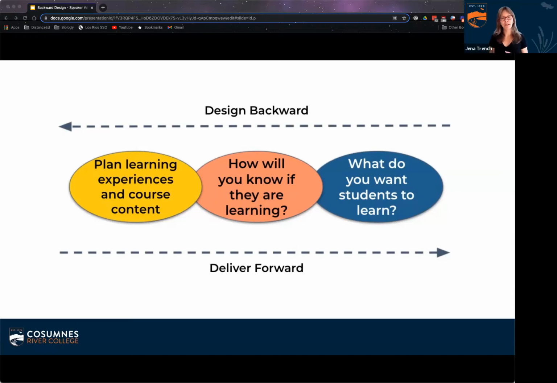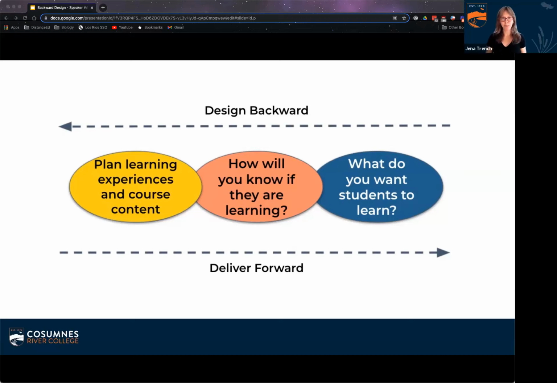Secondly, how will the students and I know that they are learning? And so this is where the assessments come into play. This is how they judge their progress and how I judge their progress. And then finally, I can plan the learning experiences based on what I want them to learn and help them identify what they need to do in order to learn that material.